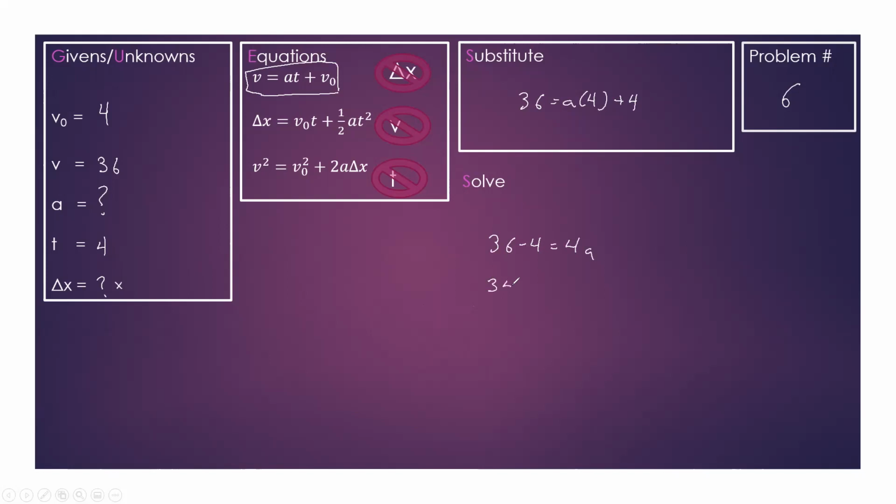So that's 32 equals 4a. Divide both sides by 4. And 32 divided by 4 is going to be what? 8. So 8 meters per second squared is the acceleration. Now that I have that, I can go ahead and find the displacement. Use any equation you want. I'm going to choose to do this one right here because, well, it's already set equal to delta x, and I feel like it.